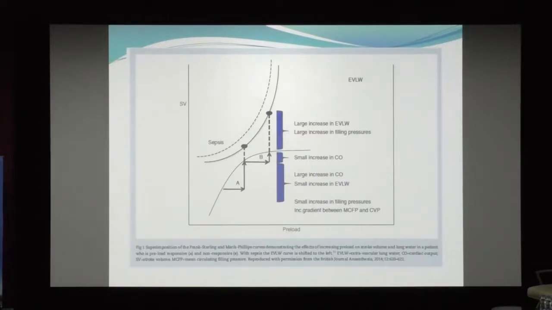This is the bottom curve, which I think everybody knows, the Frank-Starling curve. This is superimposed with the Marik-Phillips curve, that is a sepsis curve. If you see A, he is in a responsive phase of the curve, where if you give fluid there is a large increase in cardiac output and a small increase in extravascular lung water. But in the unresponsive phase, that is B, if you give fluid, the cardiac output or cardiac index doesn't increase, but there is a large increase in extravascular lung water. So you need to know at which phase your patient is, and you need to adjust your fluids.